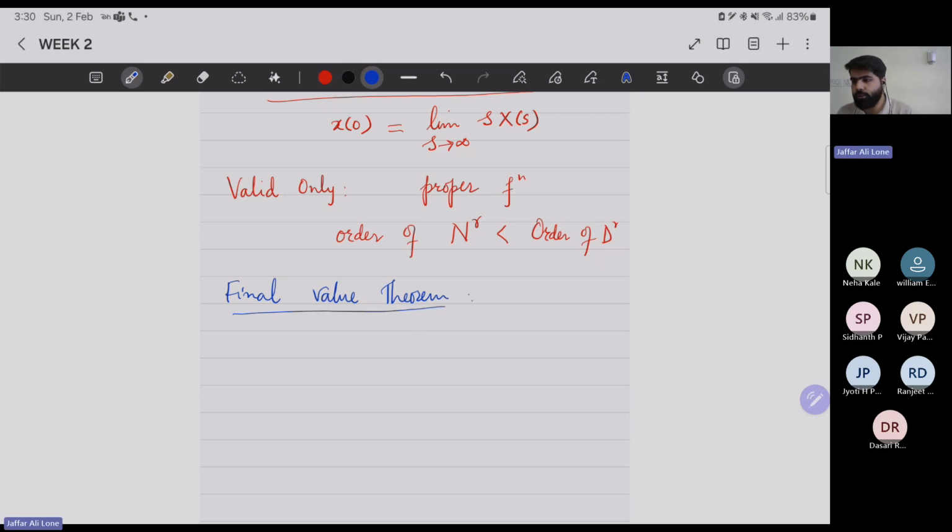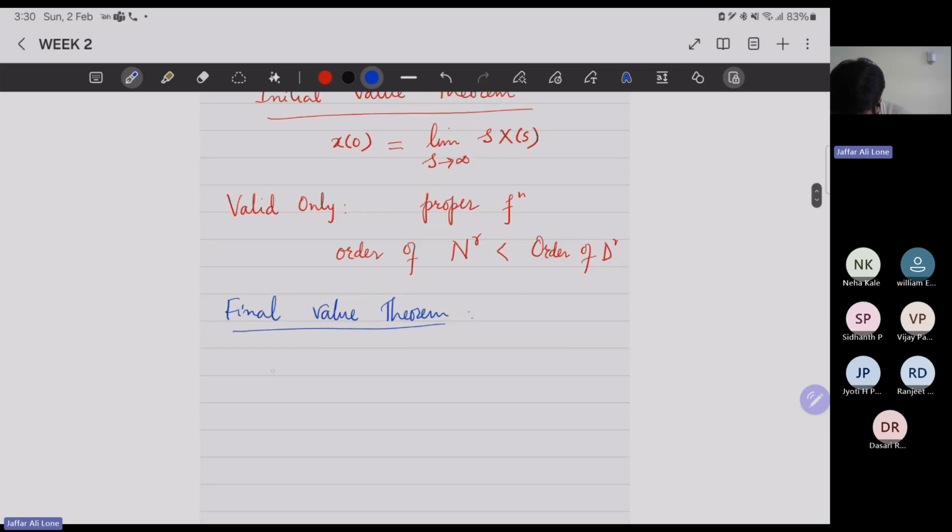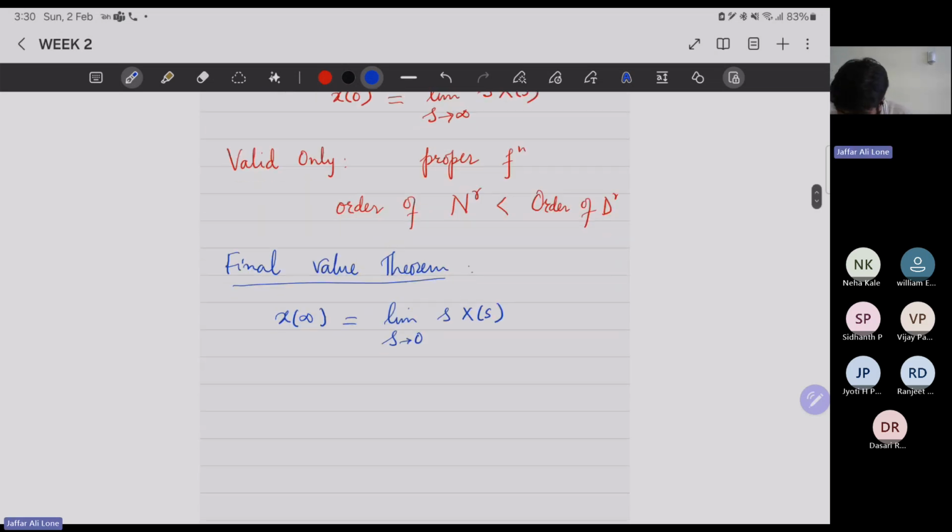Now, similarly, we have the final value theorem. What does this final value theorem say? It says that if we are given a Laplace transform, then we can find the final value of the function from that Laplace transform. So here it is: x infinity is equal to the limit as s tends to 0 of s times Xs. Now this final value theorem is valid only, again, if we have a proper function.